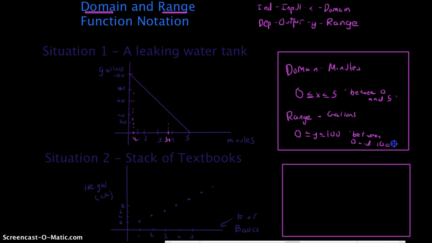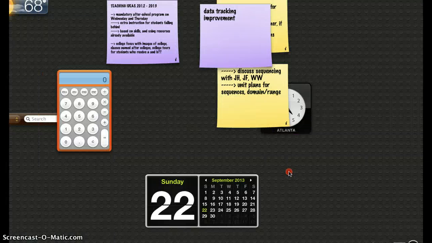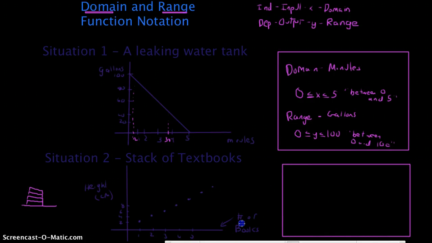Okay, so now I want to think about a slightly different situation. We're now stacking textbooks. So you can imagine that we've got a floor here, and we're stacking, here's one textbook, here's a second textbook, and we're going to keep going until some unknown point. And what we see here is as I stack more and more textbooks, the height keeps increasing. So the domain, the independent variable, I can see from my graph here is the number of books. So the domain is the number of books.